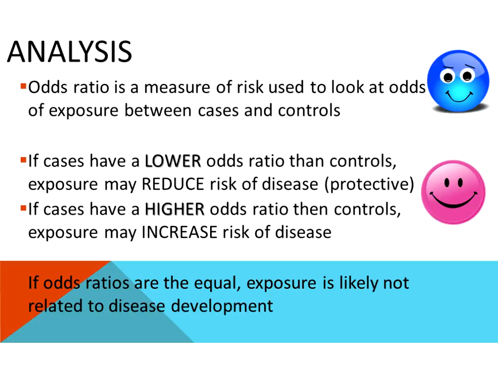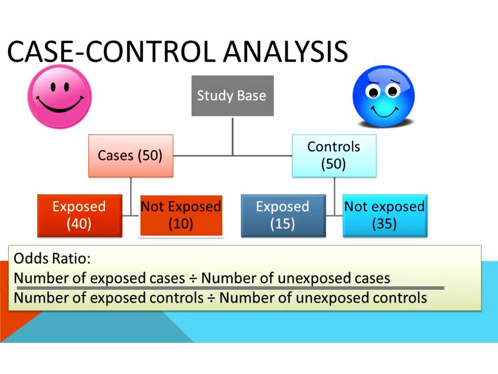So if cases have a lower odds ratio than controls, the risk factor may be protective. If cases have a higher odds ratio than the controls, the exposure may increase the risk of disease. If odds ratios are equal, then the exposure is not likely to cause disease development. So let's take a look at that.